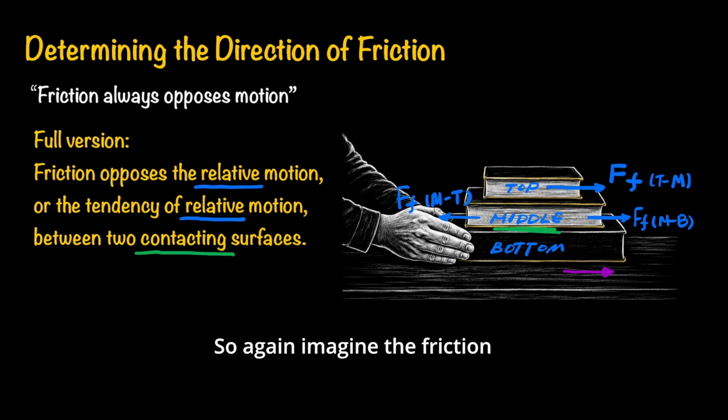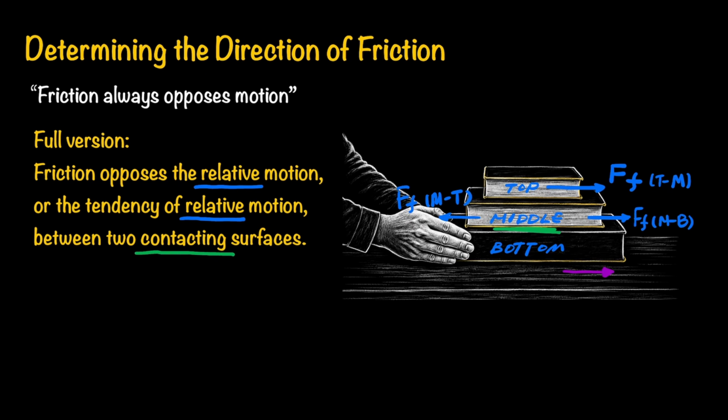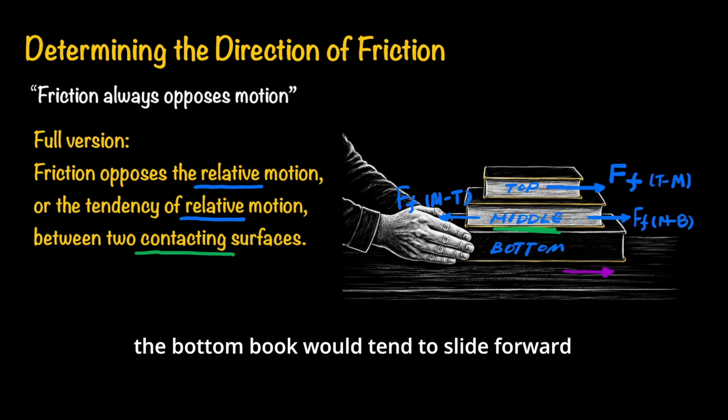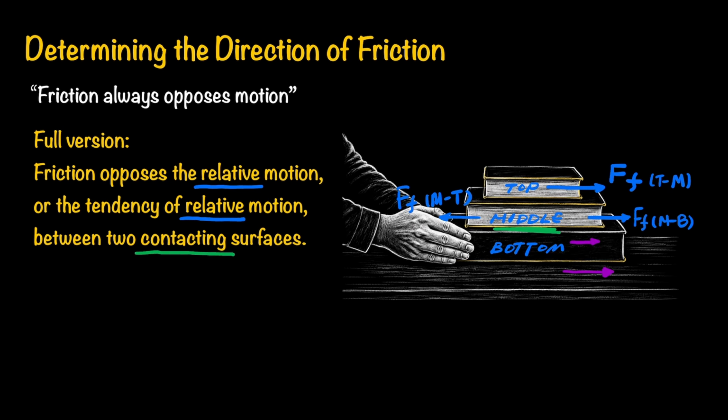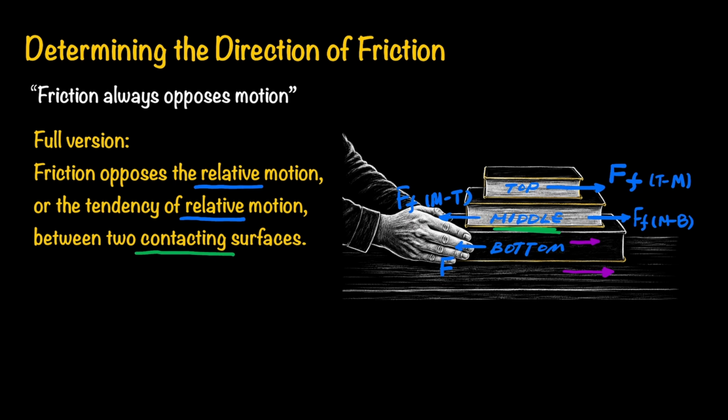So again, imagine the friction between these two books suddenly disappears. Relative to the middle book, the bottom book would tend to slide forward. To oppose that tendency of relative motion, the friction on the bottom book points to the left.